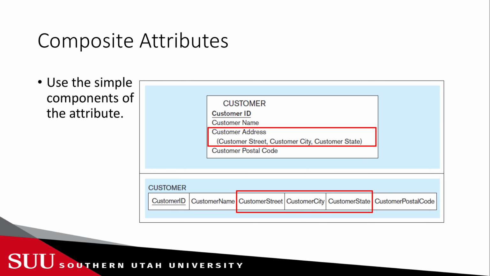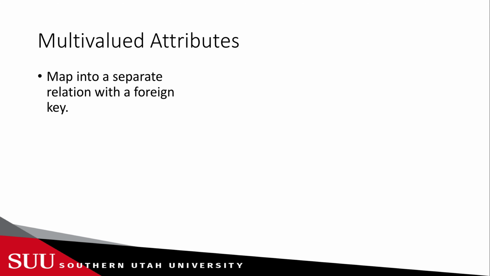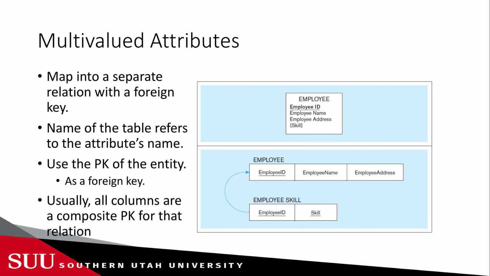And for multi-valued attributes, the rule says we map them into a separate relation with a foreign key. Now the name of the table refers to the attribute's name. We will use the primary key of the entity itself as a foreign key. And usually all columns are a composite primary key for that relation. So we will look at skill, for example, in this figure that we have in here.